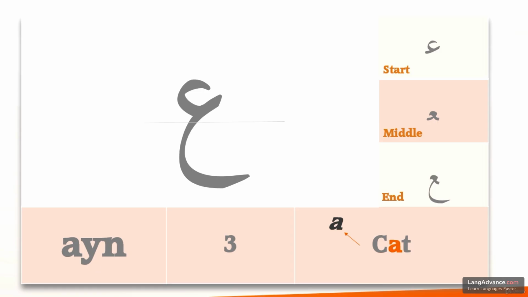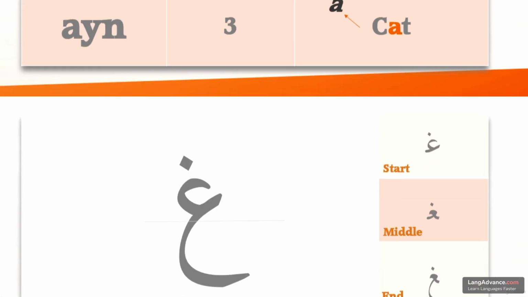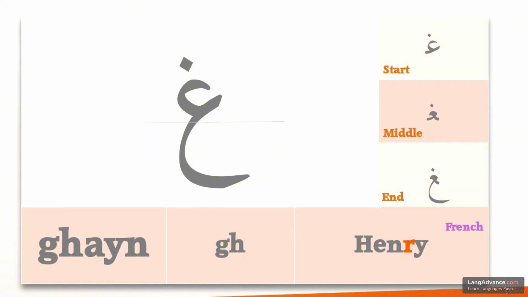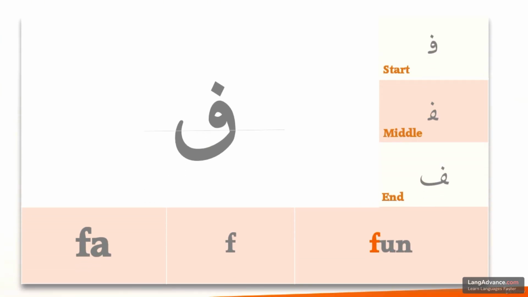And we have ein. Ein is a bit difficult to utter if you have never learned Arabic before. It's like an a but deep from the throat. And we have roin. Roin is a bit like the r in French, Henri. And we have the f. F is easy to make. It's like the F in English, fun.